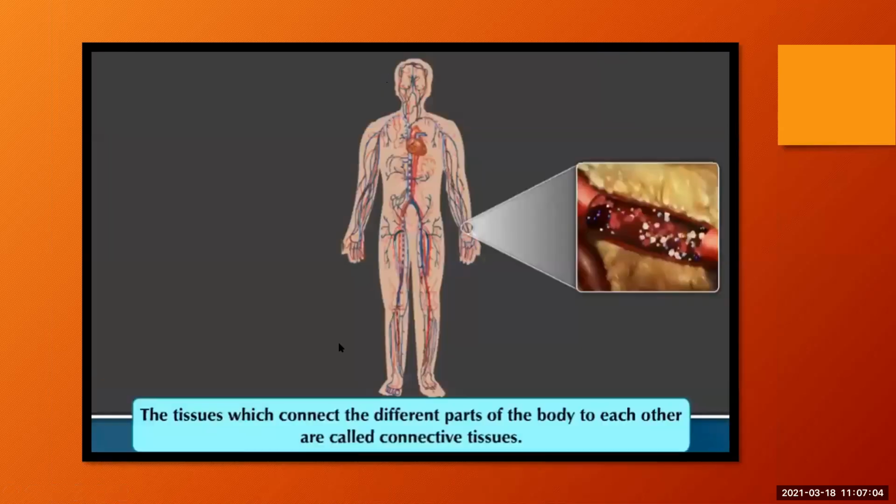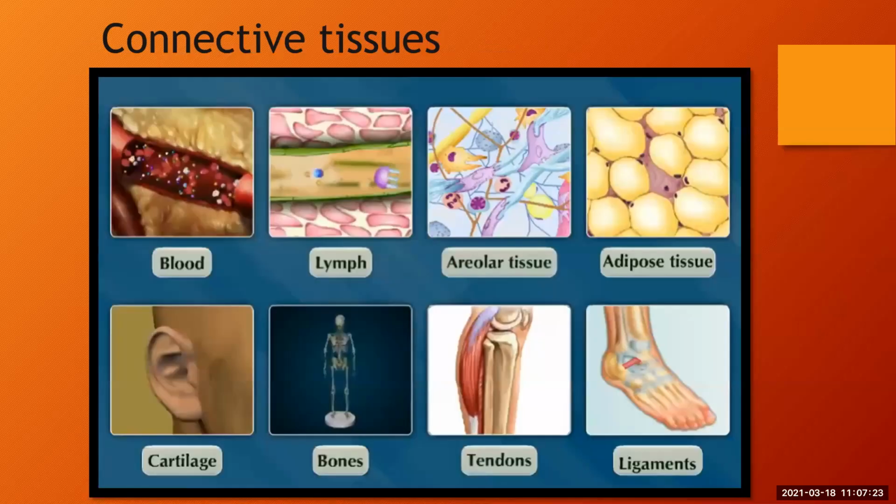The tissues which join different parts of the body are called the connective tissues. Cells in this type of tissue are loosely arranged with a ground substance in the free space in between. The ground substance may be solid, liquid like water, or jelly like. The types of connective tissues are blood, lymph, areolar tissue, adipose tissue, cartilage, bones, tendons, and ligaments.